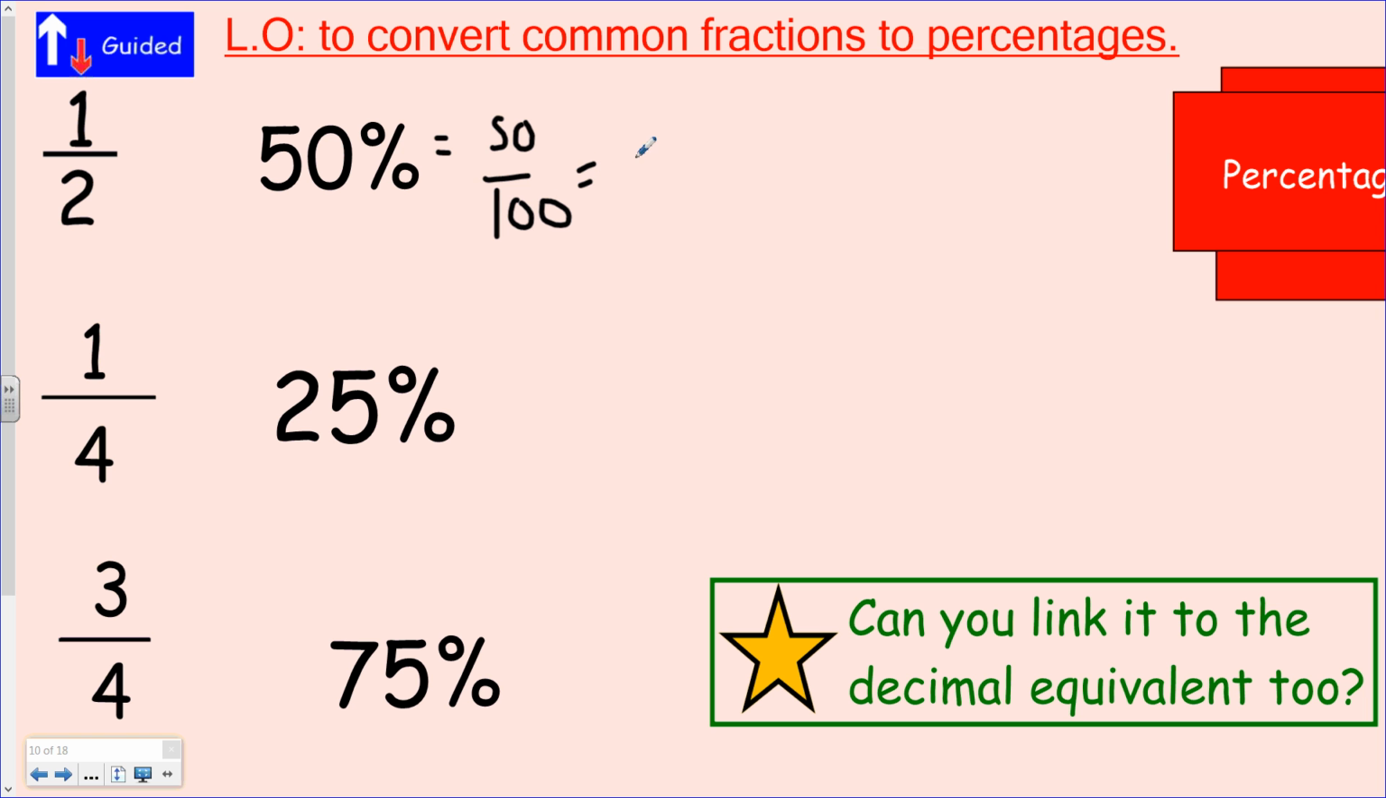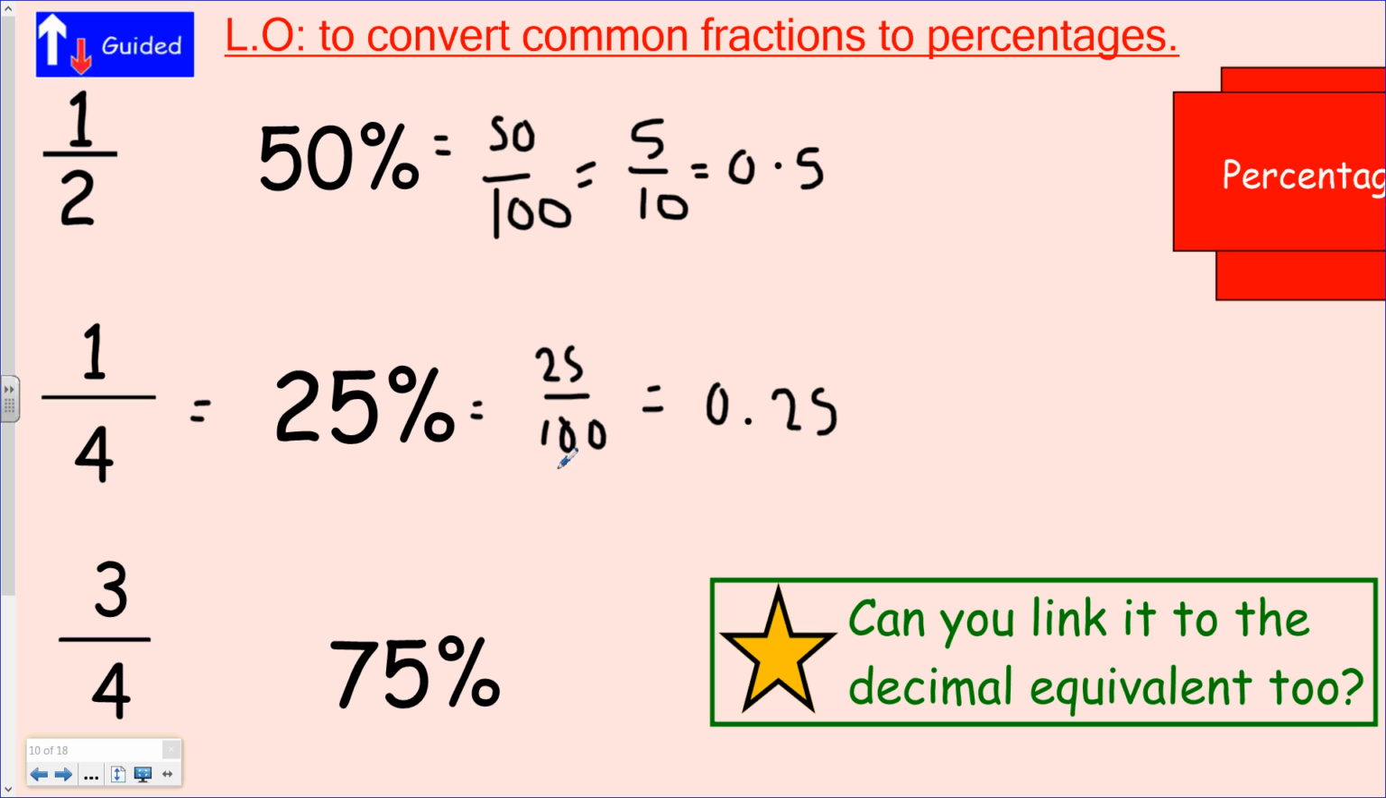Which is also the same as 5/10. So I know that it's going to be 0.5. Okay, they are all equivalent. 1/4 is the same as 25%, which is the same as 25 over 100, which is the same as 0.25. Two decimal places, two zeros.